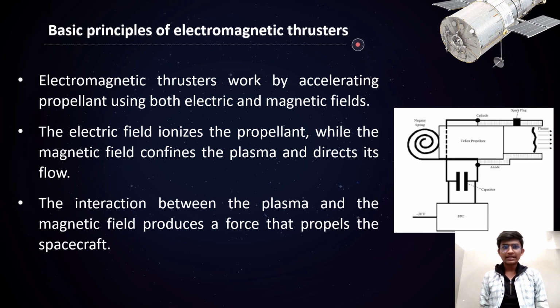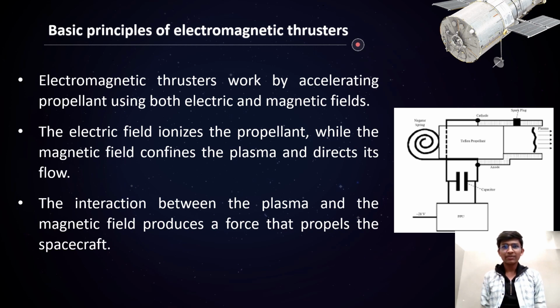Now, we will see the basic principle of electromagnetic thrusters. The basic principle of electromagnetic thrusters is relatively simple. The electric field ionizes the propellant, typically a noble gas like xenon. The magnetic field then confines the plasma and directs its flow. The interaction between the plasma and the magnetic field produces a force that propels the spacecraft.